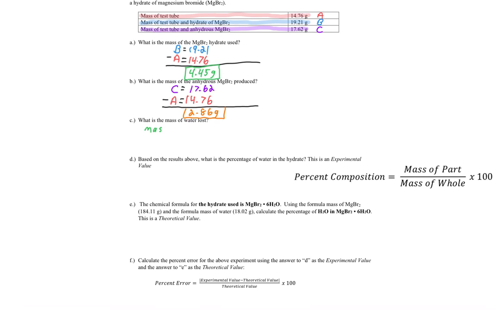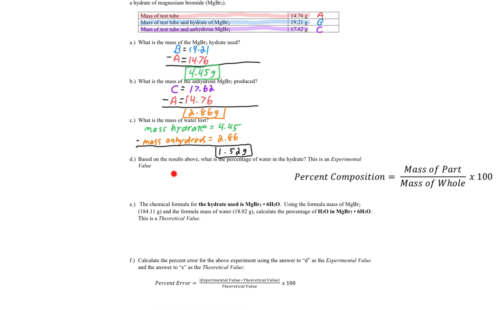Now the difference between the anhydrous and the hydrate is the water that was lost. So I take that mass of the hydrate, which had water in it, 4.45, and I subtract the mass of the anhydrous, which is what was left when the water was gone, 2.86. The difference between these two is how much water escaped or was lost or was liberated, however you want to call it. 4.45 minus 2.86 is 1.52 grams. So this is my amount of water that was lost from the hydrate.